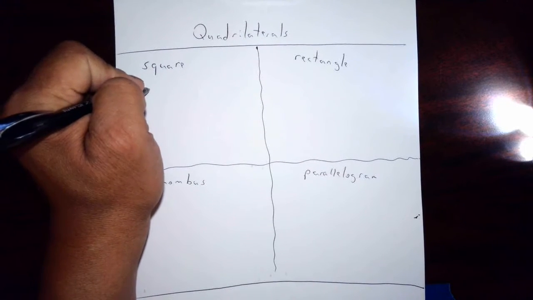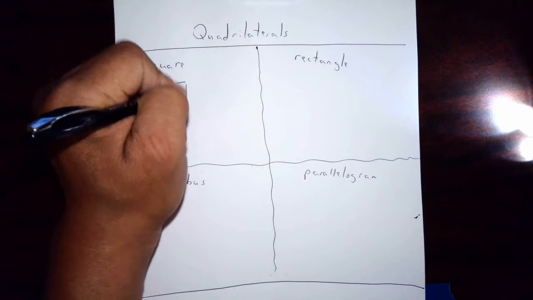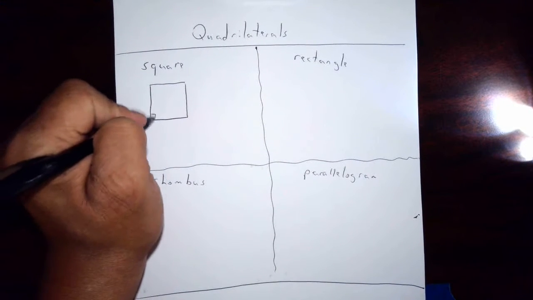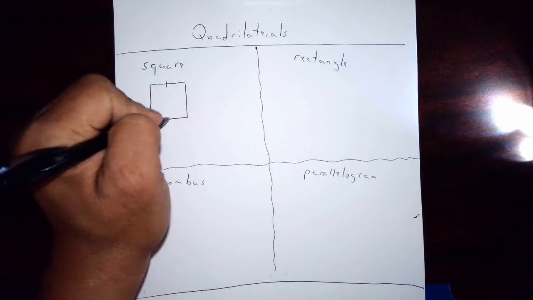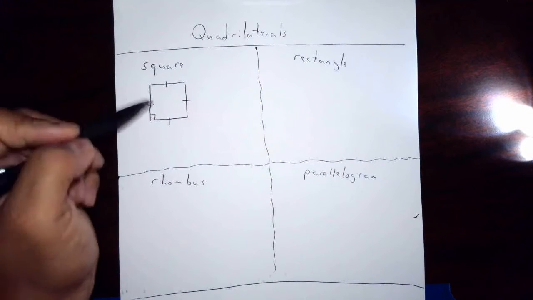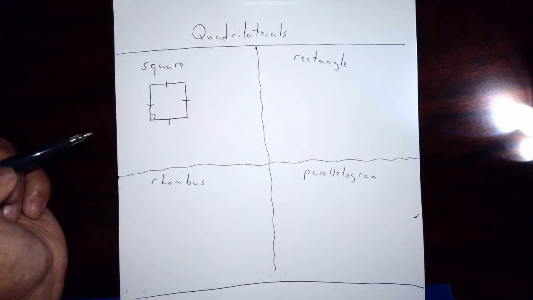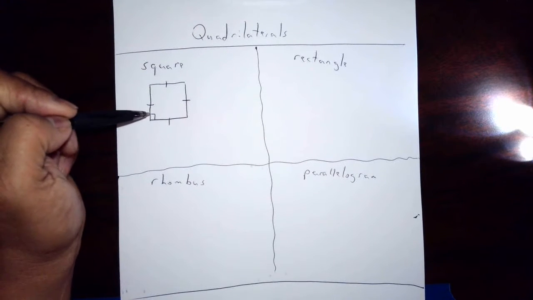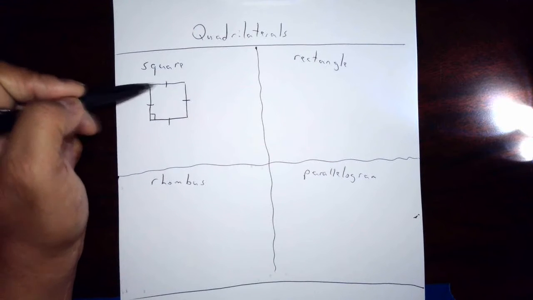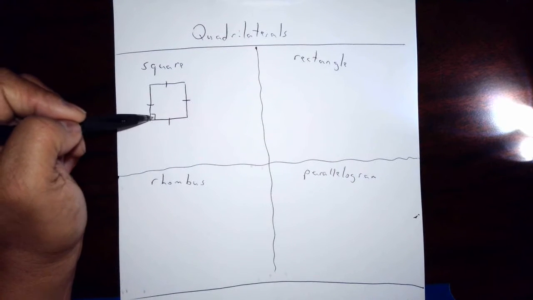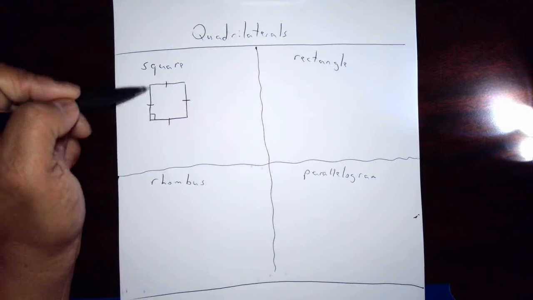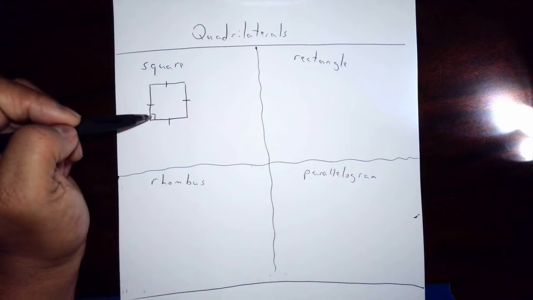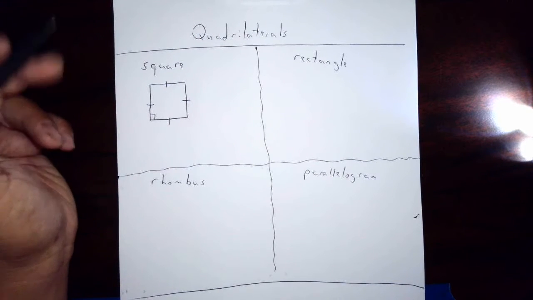On a square, the thing about a square is that it has 4 equal sides. Each one of them has one line, so 4 equal sides. And it has 4 right angles. That's what this little square means right here. This is a right angle. So it's got 4 equal sides and 4 right angles.